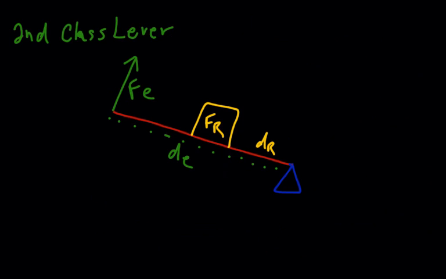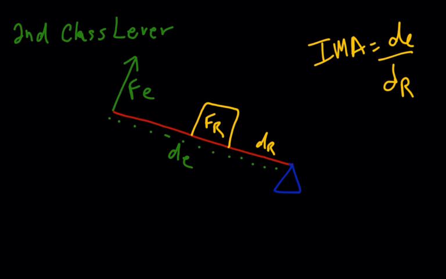All right, second class lever: the fulcrum here is on the end, and you're going to have a resistance force here in the middle, and you're going to lift maybe out here on the edge. And again, the IMA is the effort distance over the resistance distance. What is your mechanical advantage going to be for a second class lever?